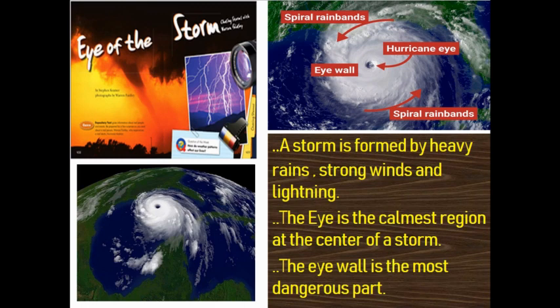Just to put it simply, if you are standing in the eye of a storm, then nothing happens to you. It's very calm, it doesn't destroy things. The dangerous part of the storm is the eye wall, that part which surrounds the eye that goes round. The eye is very calm, but the eye wall is the most dangerous part. And a storm is simply something that is formed by heavy rains, strong winds, and sometimes there could be thunder and lightning.